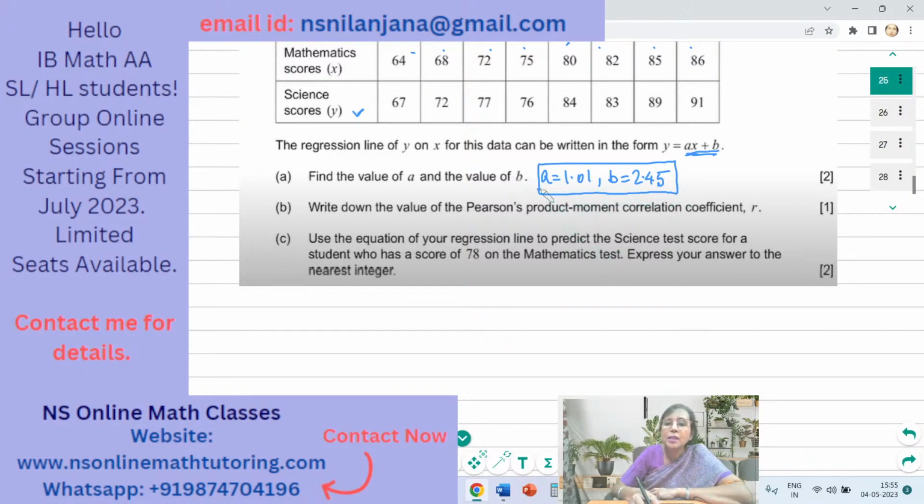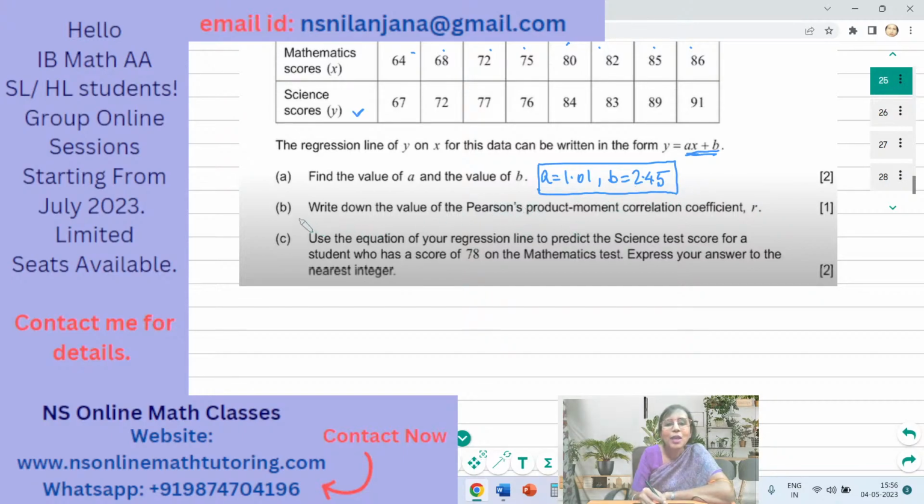You may write using the GDC, or you may not write because you have used the GDC. It is paper 2 and you have used the spreadsheet to enter the values. So it is not mandatory that you should be writing using GDC for this. 1 mark for A and 1 mark for B. You have given the 2 values and you have got the 2 marks.